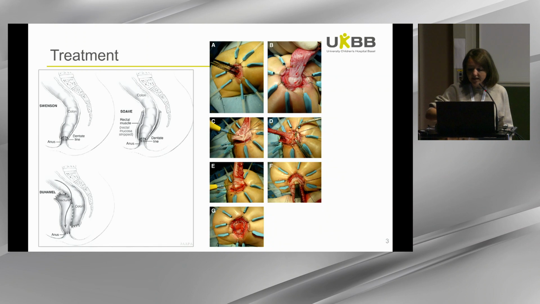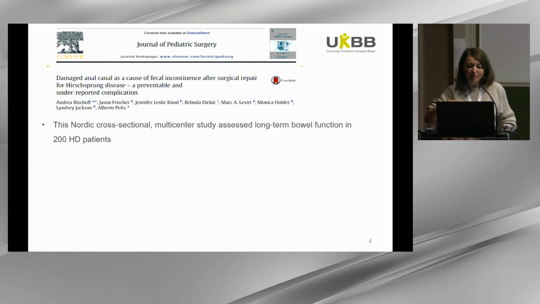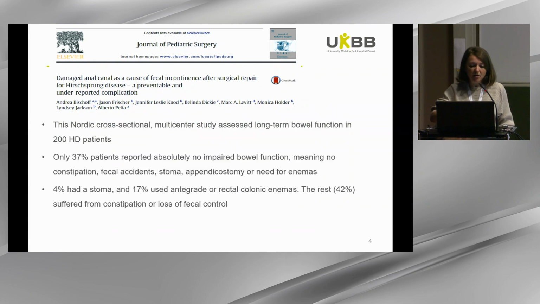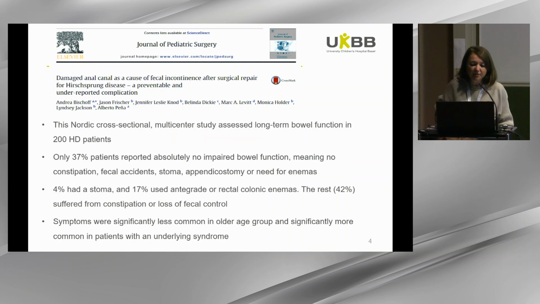assistance. Now, once the patient has undergone the surgery, the problem is not just solved, unfortunately. Now, this is the Nordic study group assessing the long-term outcome of pediatric patients with Hirschsprung disease. They included 200 patients. The median age was 9.5 years. And as you can see here, only 37% of the patients reported that they have absolutely no impaired bowel function.